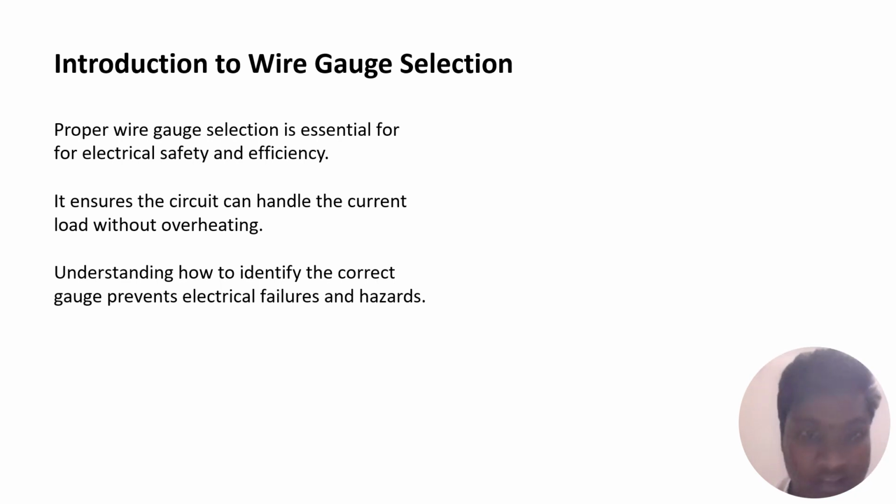Introduction to wire gauge selection. Proper wire gauge selection is essential for electrical safety and efficiency. It ensures the circuit can handle the current load without overheating. Understanding how to identify the correct gauge prevents electrical failures and hazards.